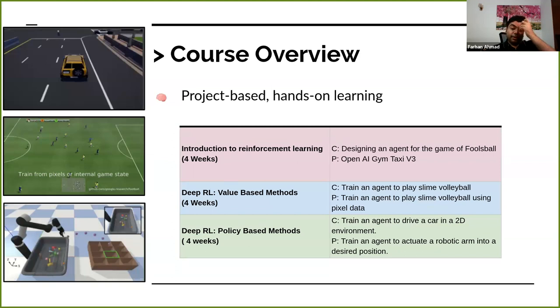The other variant is what I was talking about, where you have to use the pixel data, right? So you're looking at an entire screen, snapshots of the game after every few milliseconds, and you are trying to understand the whole sequence, what is happening, and then how do you make your agent outperform the other agent. So we'll solve the first one.